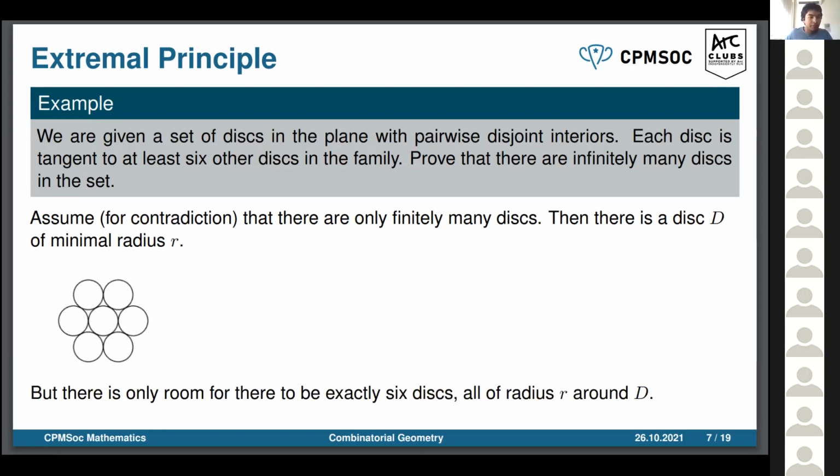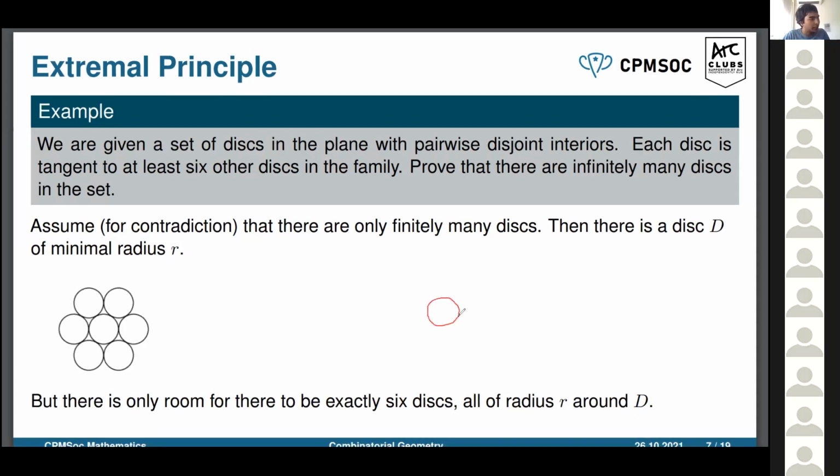So if we have a look at this setup over here, we're looking at the smallest disk. Okay, so I've drawn the smallest disk. And now I'll draw 6. Wait, I'm just checking if my annotations can be seen. Any confirmation? Yep. Okay.